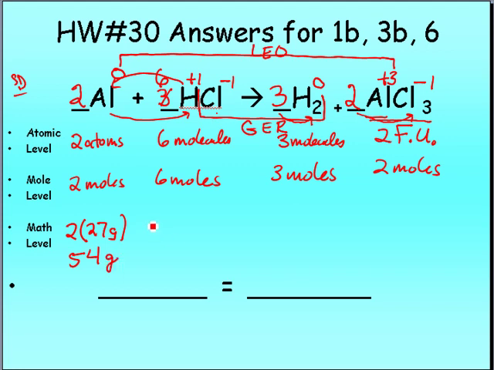And I have 6 moles reacting with 6 moles of HCl. Now, what does HCl weigh? Well, hydrogen on my periodic table weighs 1, and chlorine weighs 35.5. So if I add this up, I get 36.5 multiplied by 6, and I get 219 grams.